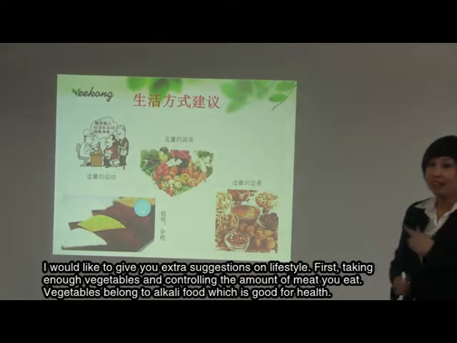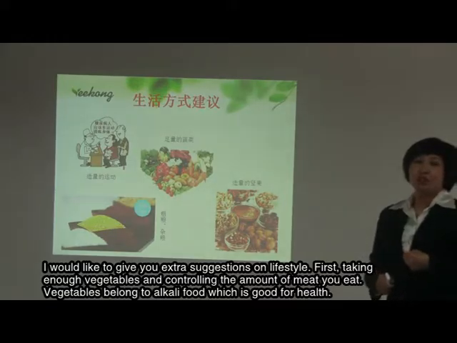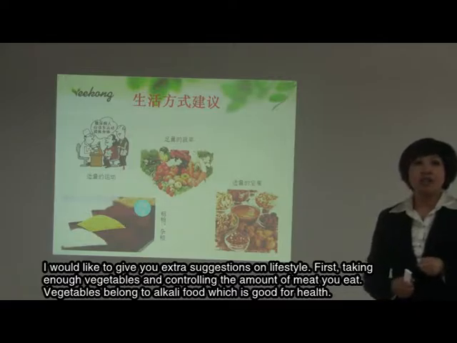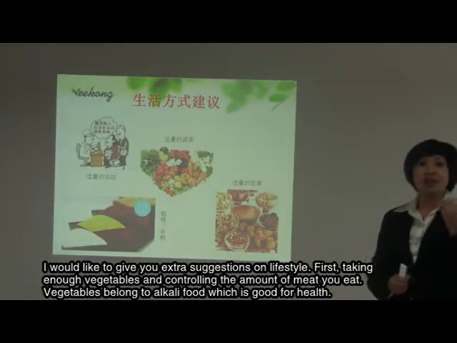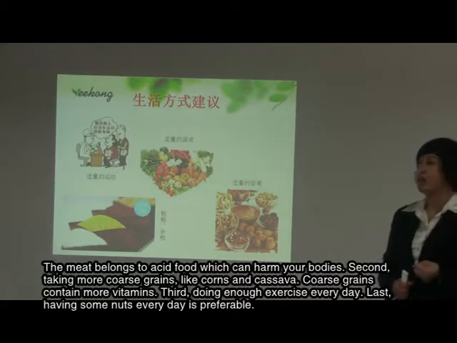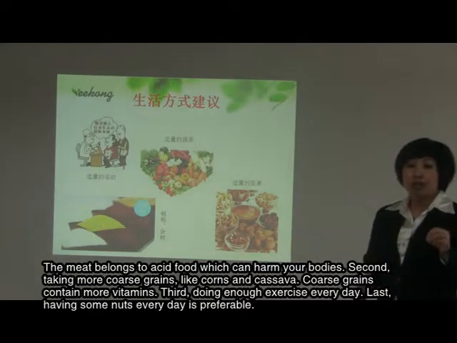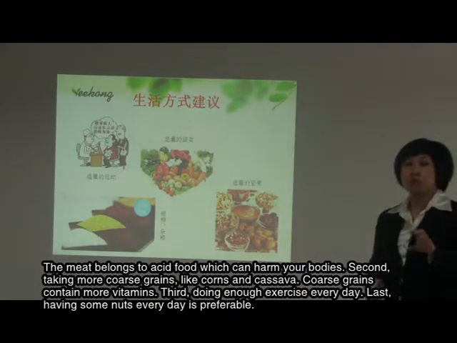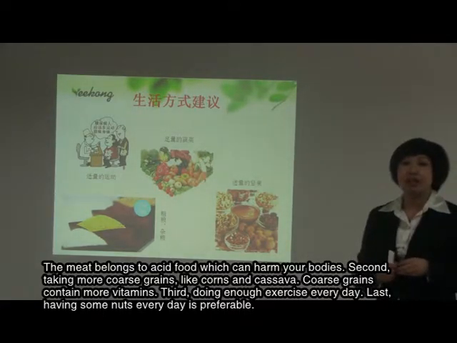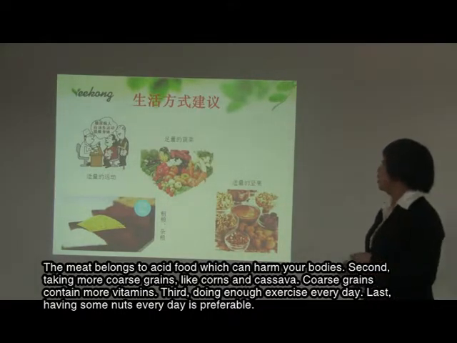I would like to give you extra suggestions on lifestyle. First, take enough vegetables and control the amount of meat you eat. Vegetables belong to alkali food, which is good for health. Meat belongs to acid food, which can harm your body. Second, take more coarse grains, like corn and cassava. Coarse grains contain more vitamins. Third, do enough exercise every day. Last, having some nuts every day is preferable.